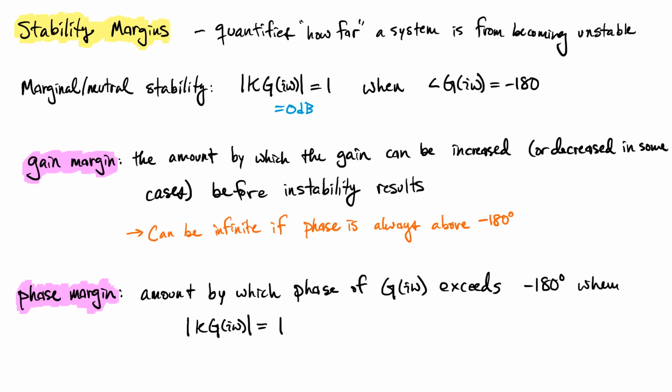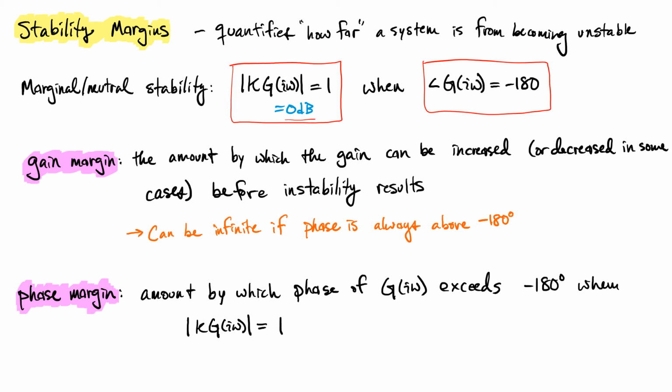So we talked about stability characteristics being connected to this marginal stability point when the magnitude is 1 or 0 dB, and when the phase is at -180. And so these are going to be stated in the quote-unquote typical case, which is where increasing the gain leads to instability. So that's going to be the default for us, but of course we've seen examples where increasing the gain actually leads to stability. So that's the way we're going to state these.